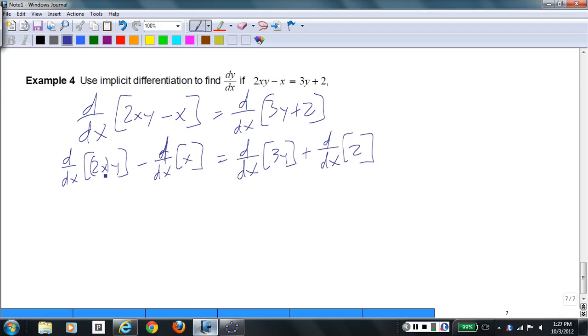So it's the first times the derivative of the second plus the second times the derivative of the first, product rule, minus the derivative of x, d/dx of x, that's 1, equals d/dx of 3y.